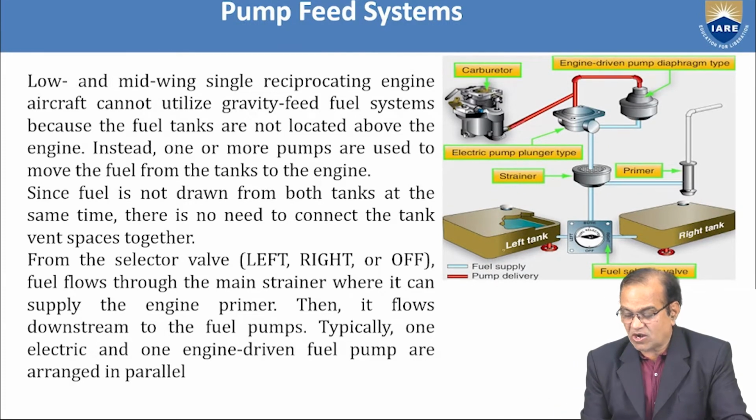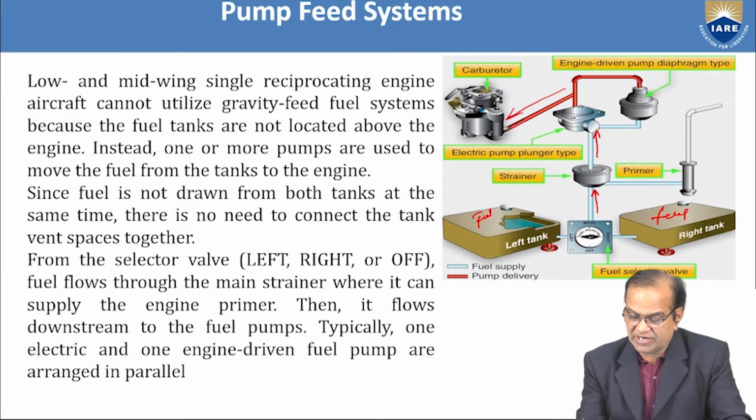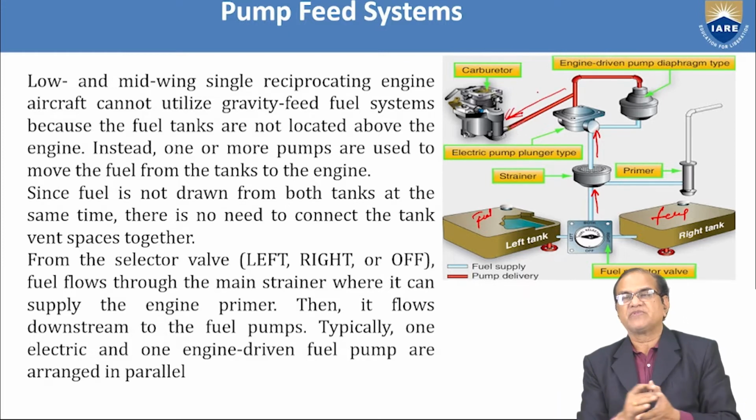If the fuel tanks are lower than the engine level, and the carburetor is here, we need one electric pump, plunger type or any type of electric pump. Here are the fuel tanks, left and right, and it will suck from here. Fuel will go to the filter. From the filter or strainer, it will go to the pump. From the pump, the high pressure fuel will go to the engine driven pump, diaphragm type, and it will go to the carburetor. From the carburetor, it will go to the respective engine.